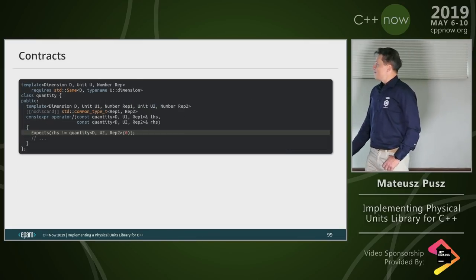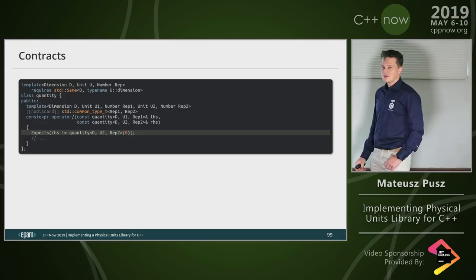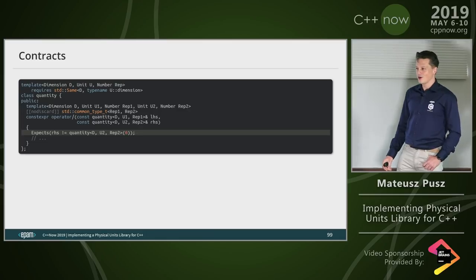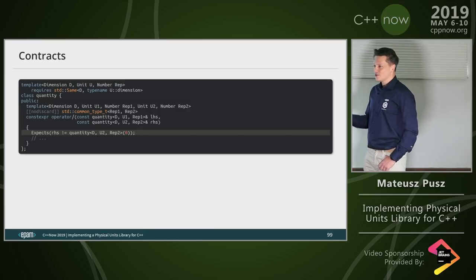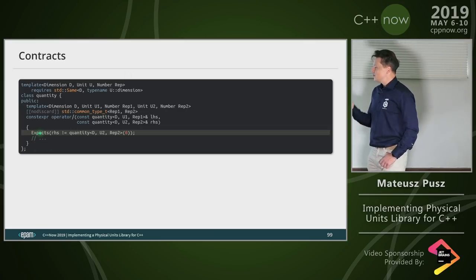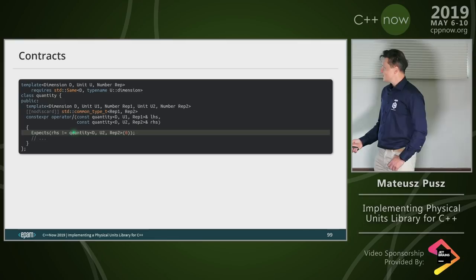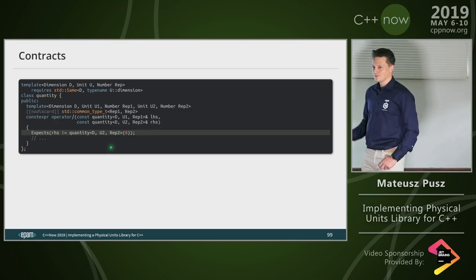Another useful feature: contracts. Every function has a contract. It's either expressed by the type system, or by a comment or documentation of the function, or by some assert or static assert or anything. So I use the GSL Expects here just to say that in the case of division, I want my right-hand side to not be zero, yes?